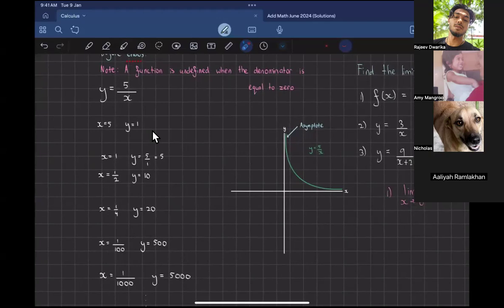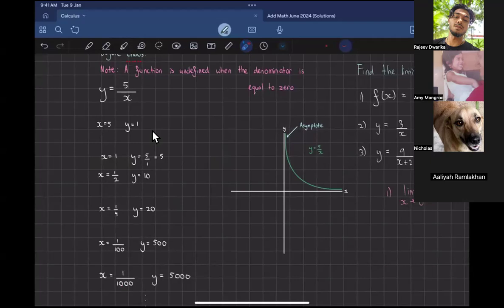As the x value got bigger, what happened to the y value? Wait, I said that wrong. If x got smaller, we start off with 5 and we end up with 1 over 1,000. So as x gets smaller, what happens to the y value? The y value is getting bigger.